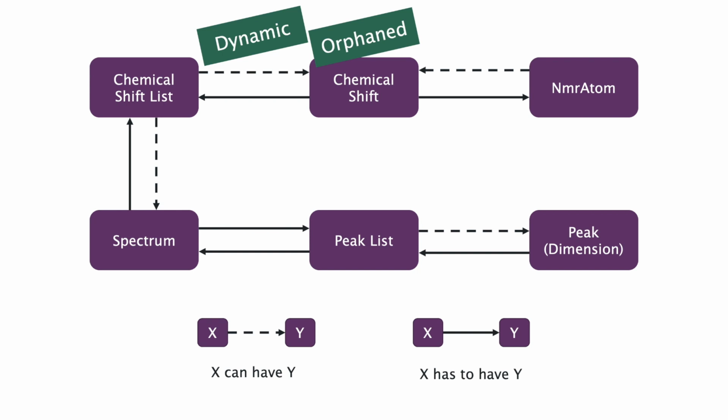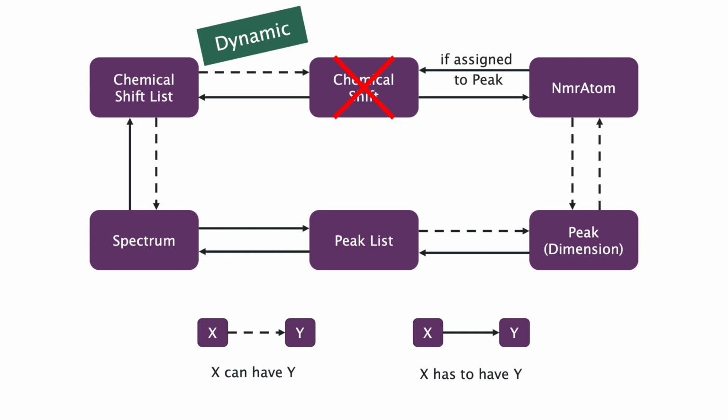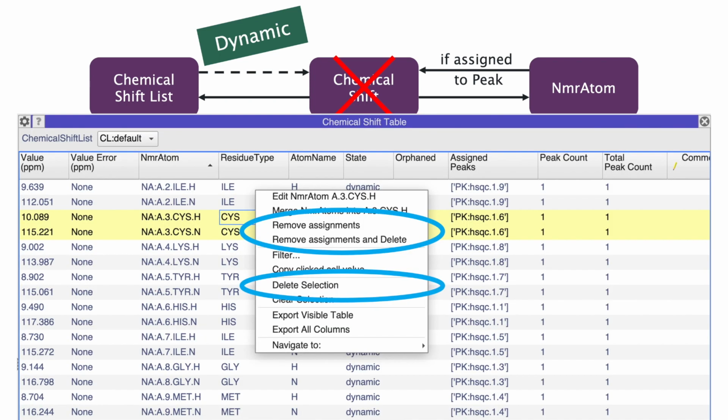But of course, if my chemical shift is orphaned, then the NMR atom is no longer assigned to a peak, and the requirement for there to be a chemical shift has gone. Now I can delete the chemical shift. So, if you want to delete a dynamic chemical shift, you first have to remove the assignments, and then you can delete it. The right-hand mouse menu in the chemical shift table actually allows you to do those things either individually or in one step.